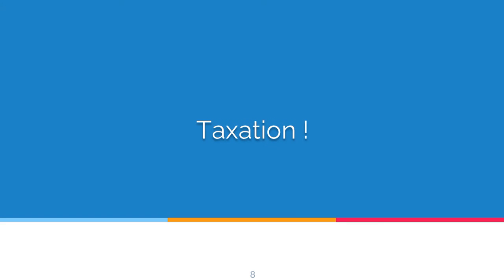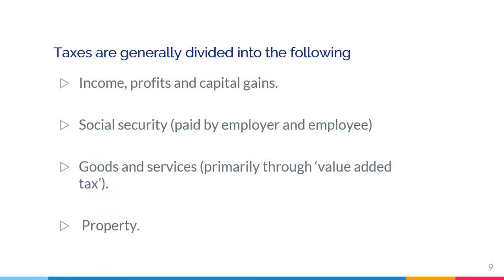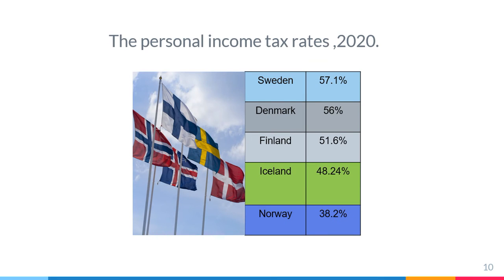So let's move to taxation. Taxes are generally divided into the following: income, profits, and capital gains, social security, goods and services, and property. Since the government depends upon public funds for carrying out different social welfare schemes, the tax rates, especially personal tax rates, are comparatively higher than in other European and OECD economies.